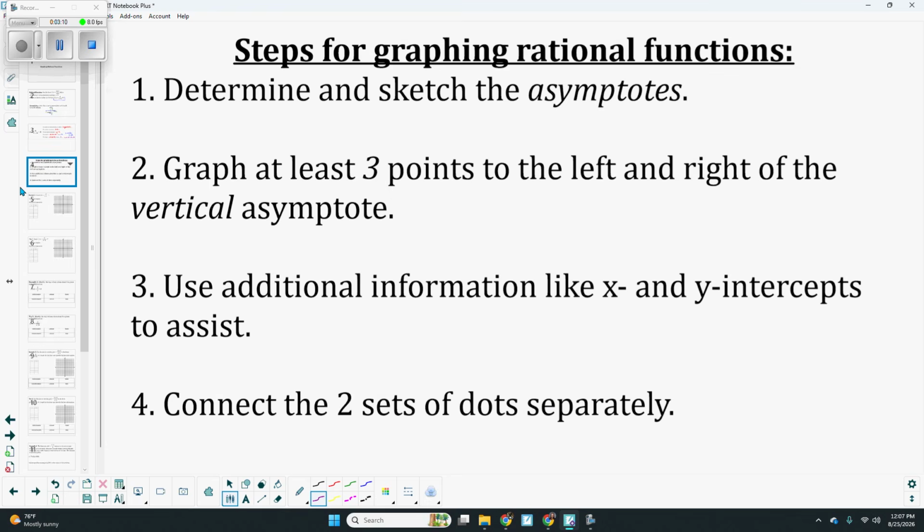So the steps for graphing rational functions. First, we'll determine and sketch the asymptotes. Then we're going to graph at least 3 points to the left and right of the vertical asymptote. So that means if your vertical asymptote was 2, we would plot 3, 4, and 5, right? Those are 3 to the right. And we could plot 1, 0, and negative 1, because those are 3 to the left. And then we could use additional information like x and y intercepts to assist us. And then we're going to connect the two sets of dots separately, right? We're not crossing the asymptotes.